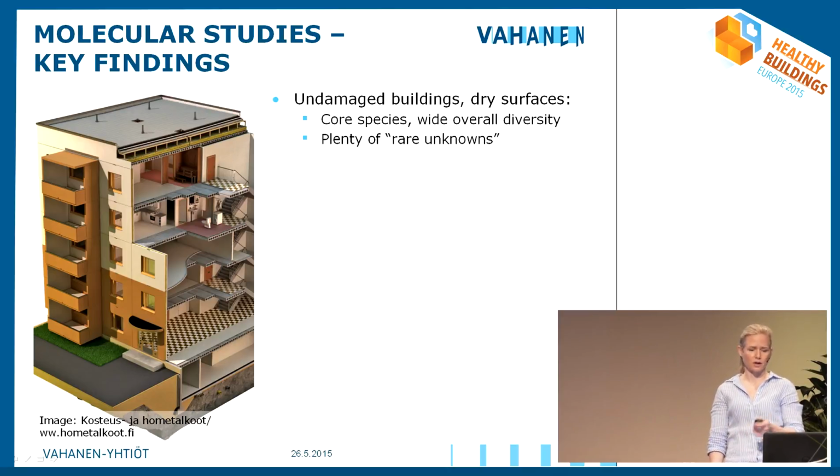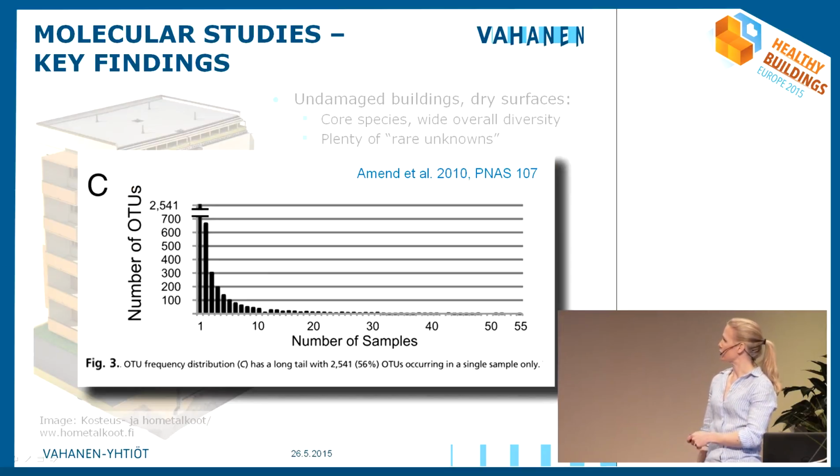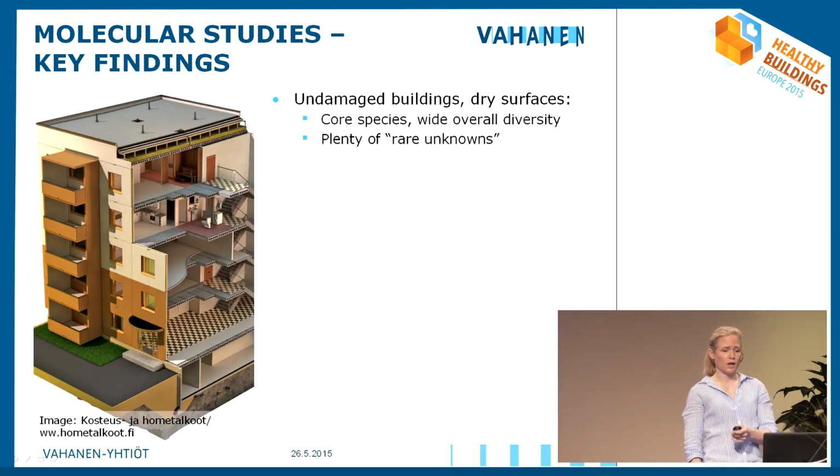And then we have these rare unknowns. If we look at how it looks when you put them in a chart, we have had 55 samples here, and only a couple of so-called OTUs, which roughly correspond to a species, occur in a high number of samples, but then there are plenty of species that occur only in a couple of samples. So there is this vast diversity of rare species which always keep on coming.